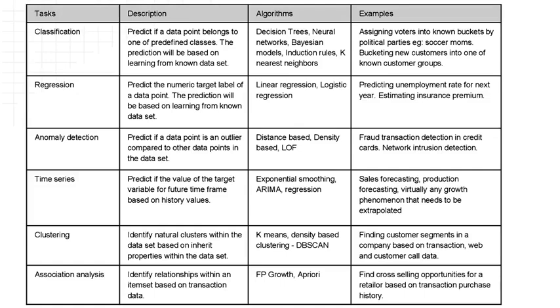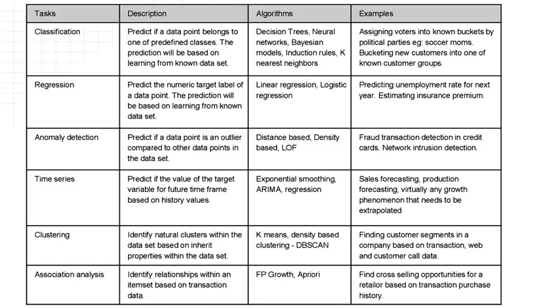Another task is time series. It predicts the value of the target variable for a future time frame based on past values, the history values. The algorithms associated are exponential smoothing, ARIMA, regression. For example, sales forecasting or production forecasting. This algorithm is used for that purpose.